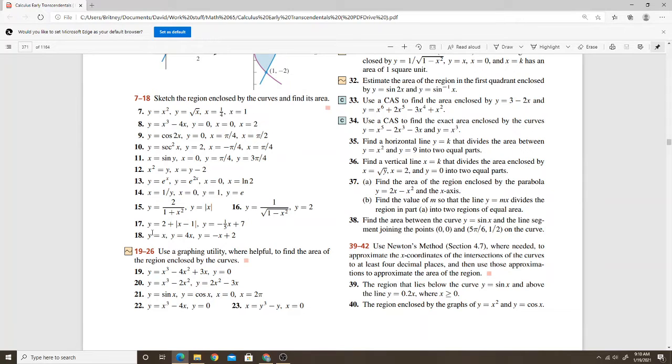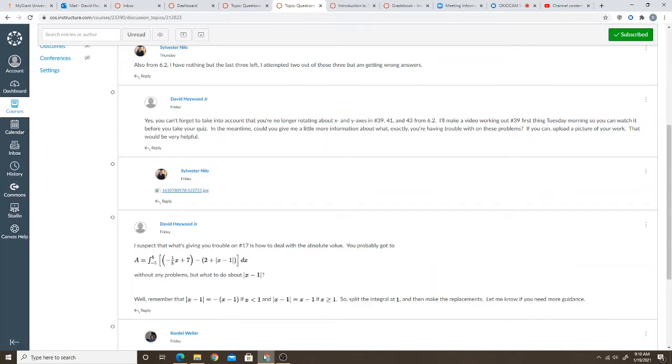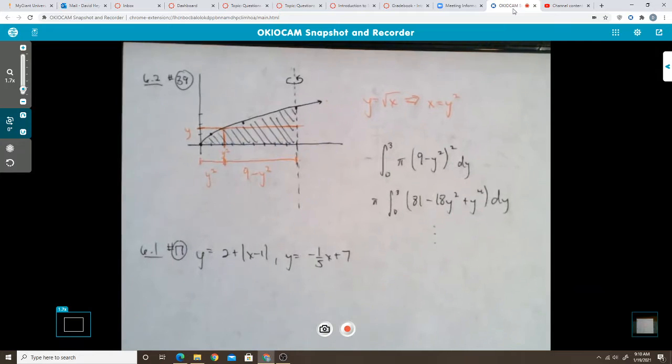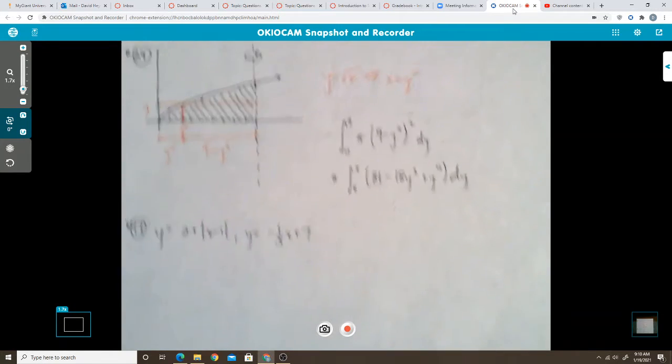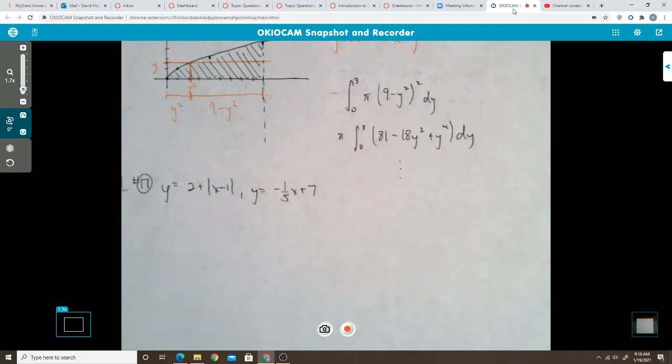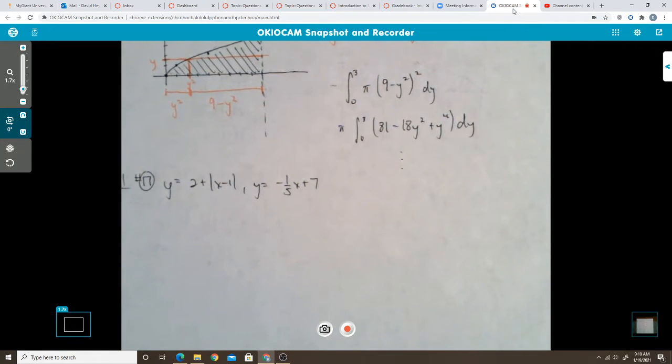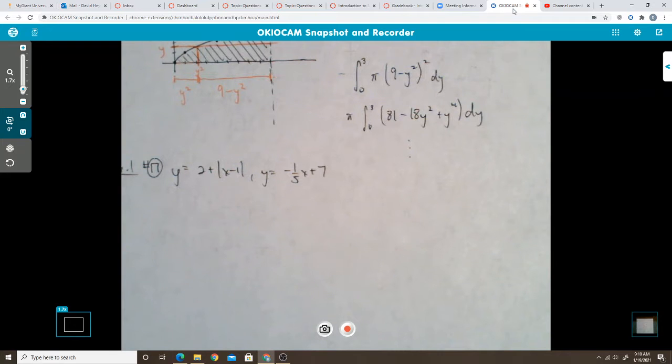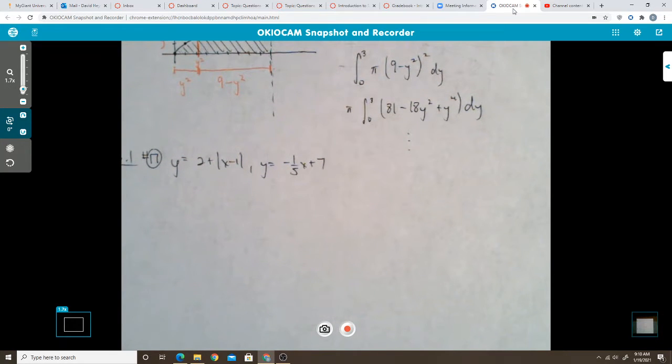And so we've got y equals 2. Let me write this down. So this is 6.1 number 17. We've got y equals 2 plus square root x minus 1, and then y equals negative 1/5 x plus 7. Okay. Well, as you can see, I just did number 39 from 6.2 up here, but let's see. y equals 2 plus absolute value of x minus 1, and then y equals negative 1/5 x plus 7.